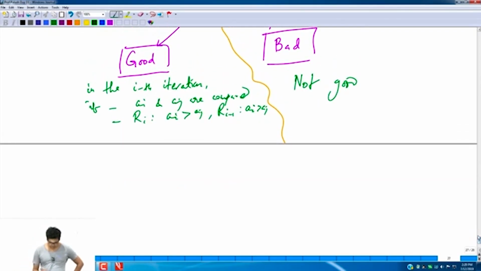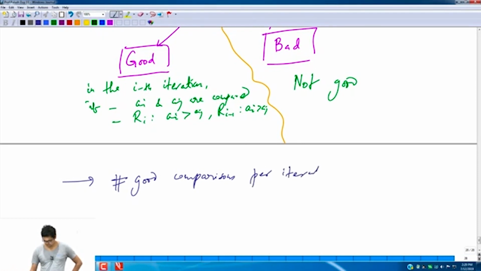And now let us make this observation that the number of good comparisons per iteration is big O of n. This is my first claim. If you just concentrate on good comparisons, then the number of good comparisons in every iteration is big O of n. Why is it so?